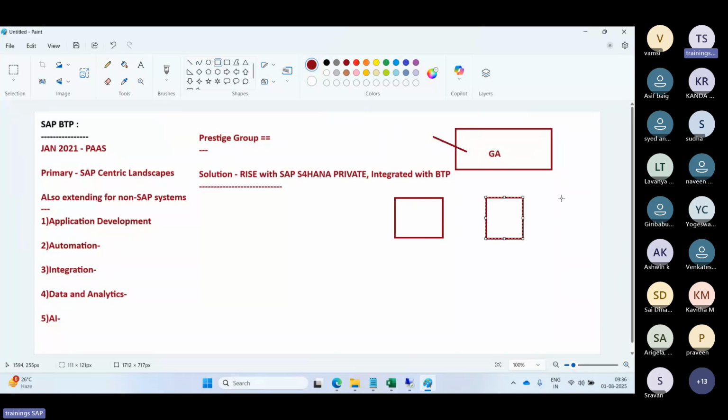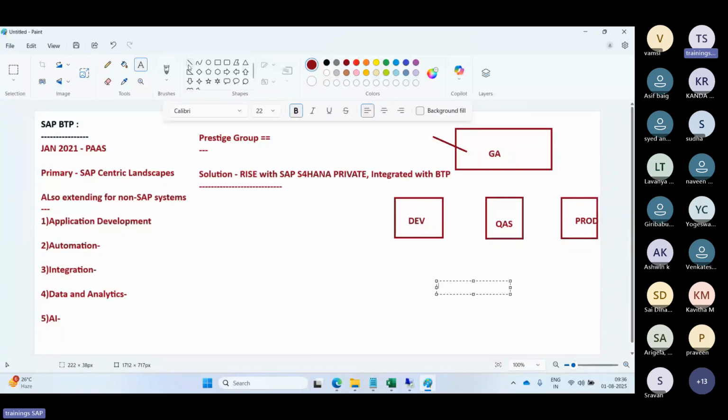You need to build it like development, quality, and production. The production sub account you need to create here, right? So there is a development sub account, a quality sub account, and a production sub account here, right? Like that, we have to build these sub accounts: 1, 2, and 3. Under the global account, we need to build these sub accounts here, right?